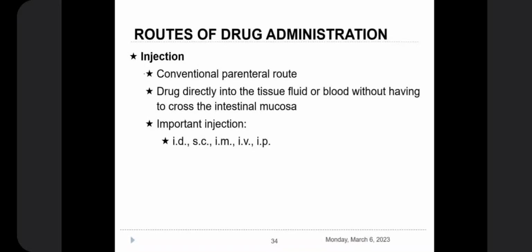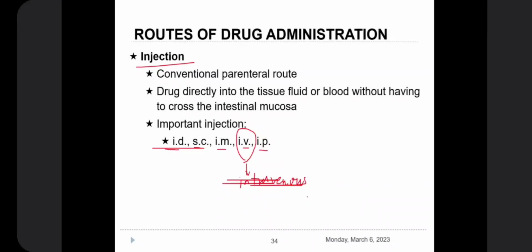Next one, very common, is injection. Here there are many kinds of injections. Injection means we use a sharp needle to penetrate our skin and enter the blood vessel. Let's see the types: ID, SC, IM, IV, and IP. I think the most common is IV. IV means intravenous.